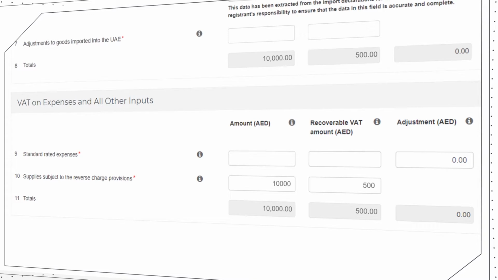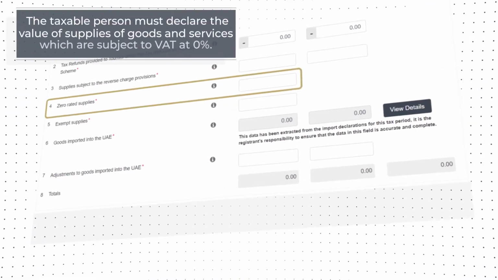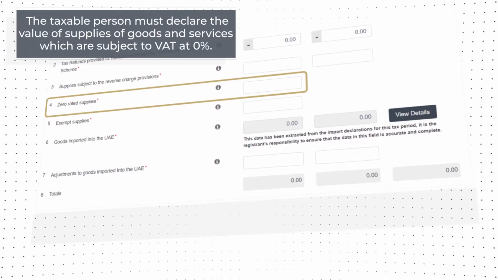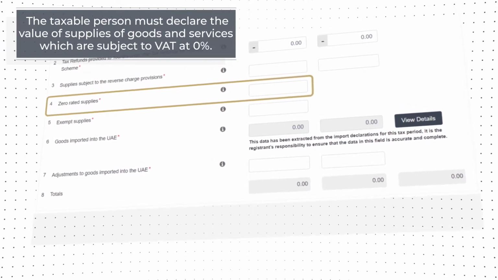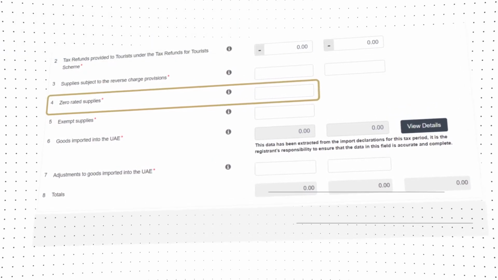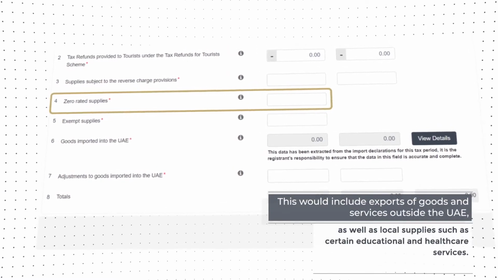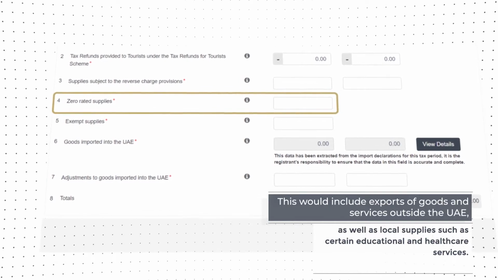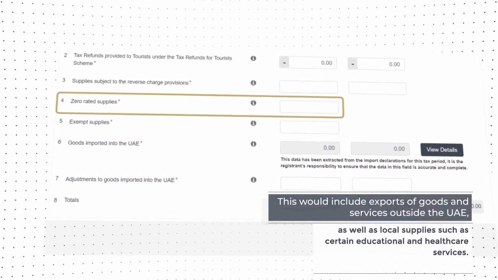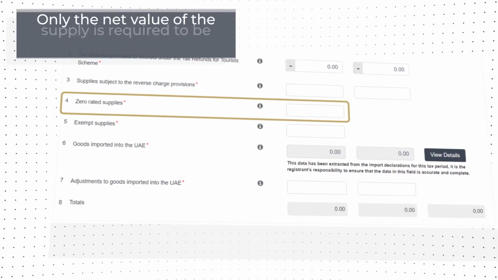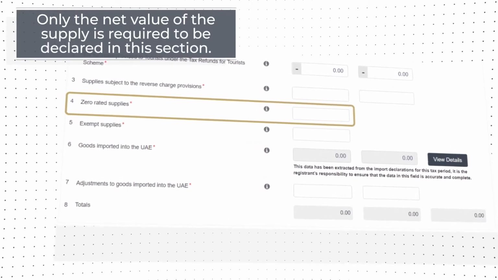In Box 4, the taxable person must declare the value of supplies of goods and services which are subject to VAT at 0%. This would include exports of goods and services outside the UAE, as well as local supplies such as certain educational and healthcare services. Only the net value of the supply is required to be declared in this section.